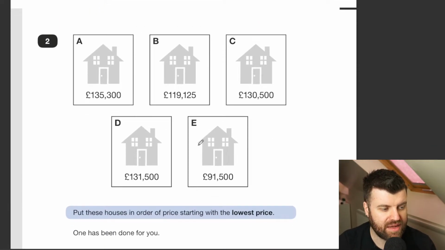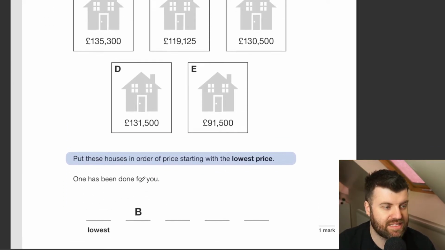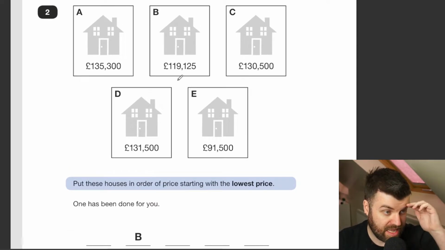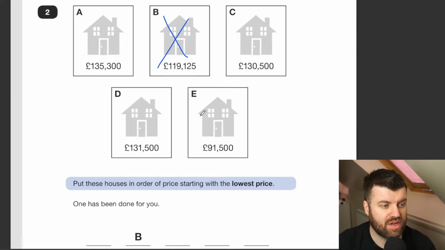Question 2. Put the houses in order of price starting with the lowest price. This is place value and 1 has been done for you. So we started with B is second. Right, let's take a look then here. If B, we'll get rid of that one. We want to start with the lowest. So out of these ones here, only E is in the tens of thousands. The rest are in the hundreds of thousands. So I'm going to write down E at the bottom here. So I'm going to get rid of E.